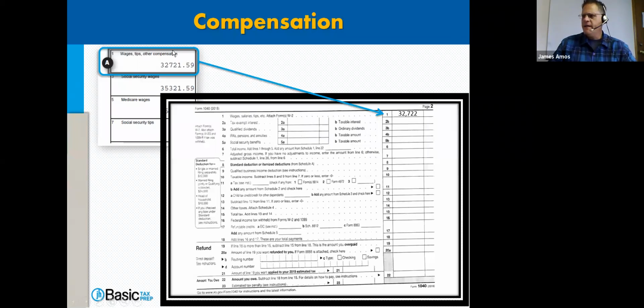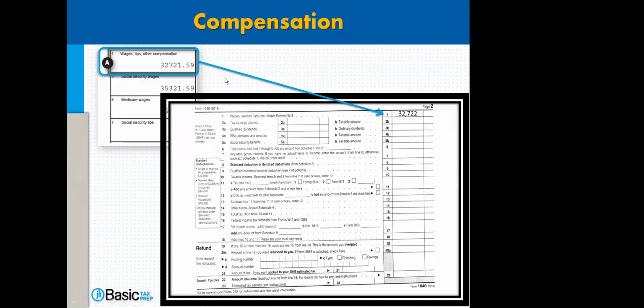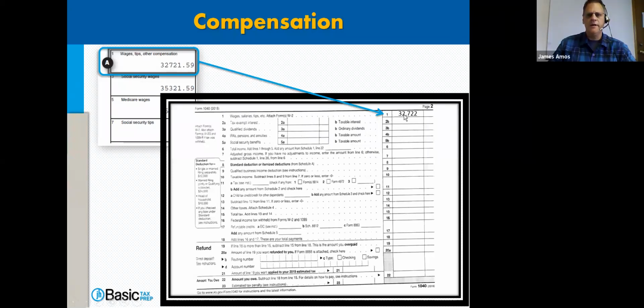Box 1 income, box 1 wages, or anything in box 1 gets reported on line 1 of the Form 1040. So this one, $32,721.59. Now, whenever you report something on a tax return, you always round it to the nearest whole dollar. So if something is under 50 cents, it gets rounded down. If it's 50 cents or higher, it gets rounded up. Okay, so $32,721.59 gets reported on line 1 and rounded to $32,722.